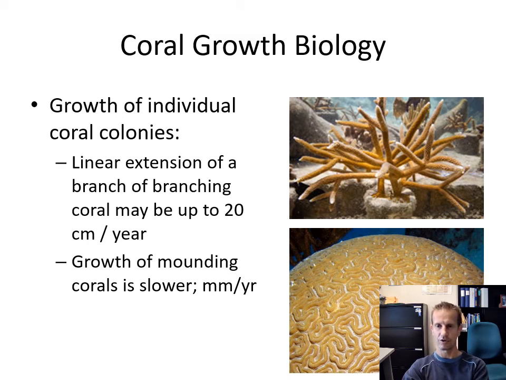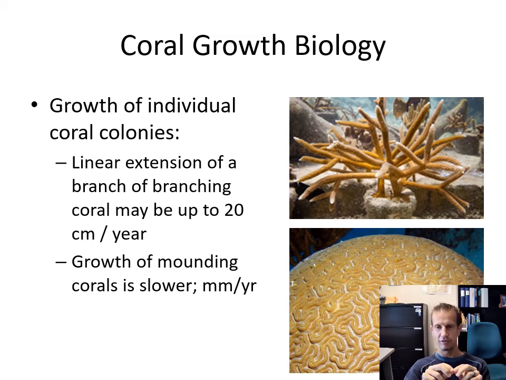Let's talk about how corals grow. Corals grow slowly, even compared to other slow-growing things like trees. They grow even slower than that. And how slow they grow depends on what type of coral they are and how we're measuring their growth rate. So the fastest growing corals are branching corals, like Acropora cervicornis. That's the antler-like species in the upper picture here.